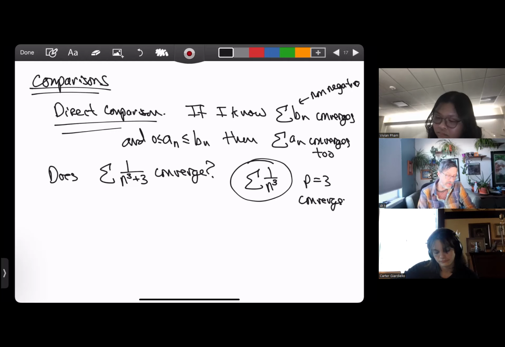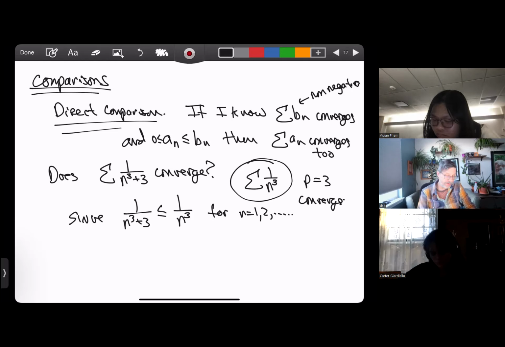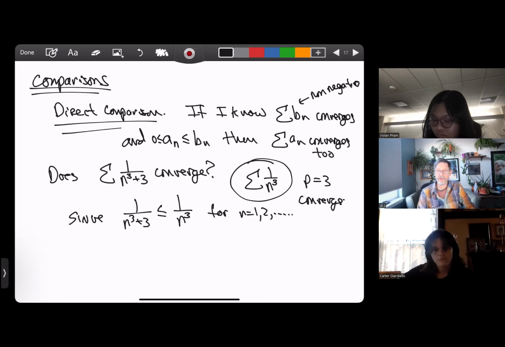So then I noticed that, oh, check this out. 1 over n cubed plus 3 is actually underneath 1 over n cubed because you made the denominator bigger. When you make a denominator bigger, you're dividing by a bigger thing, so the fraction goes down. So since this is true for the n values we're interested in, and is that clear that that's true? Because I can demonstrate that. Okay, cool. Then this series converges, because it's underneath a series that does converge.